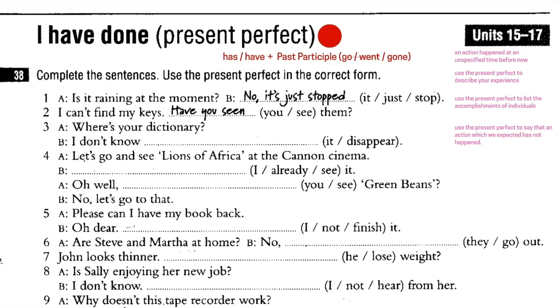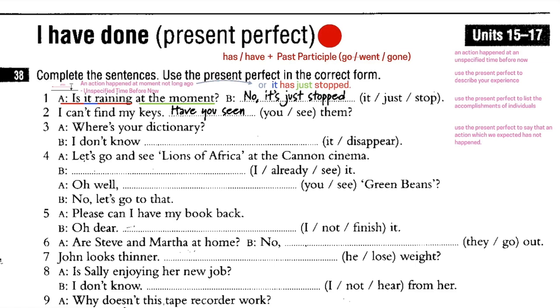Now, let's go to question number 1. The first word that we can focus on is "at the moment". And what is happening at the moment is raining. And what is raining? Is it? The answer, no, it's just stopped. It's a short form, for long you should use "it has just stopped".